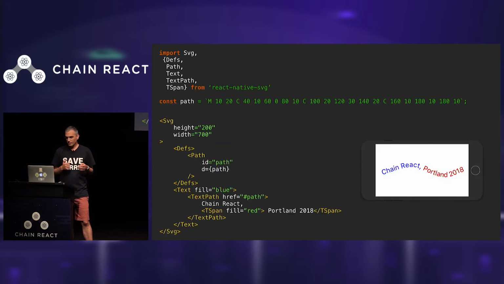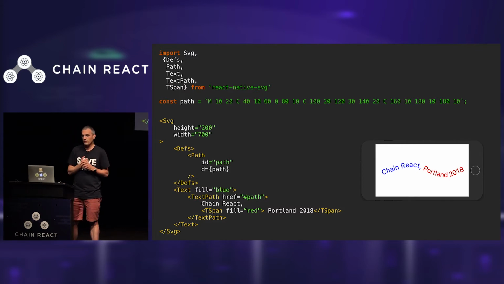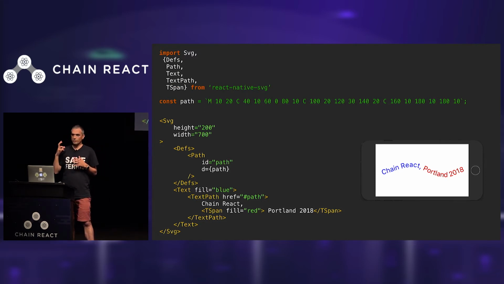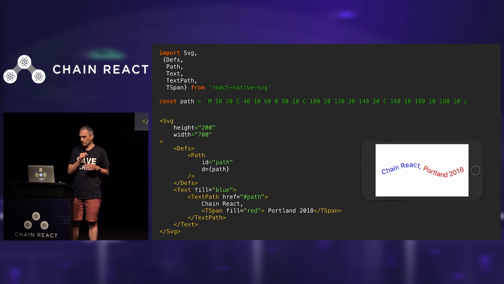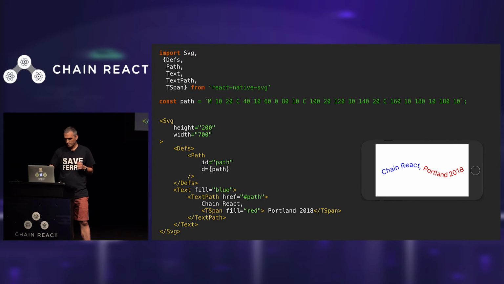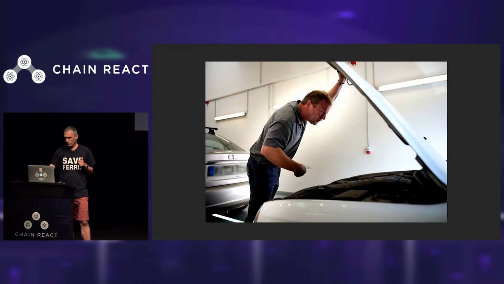Another neat thing that you can do with SVG, and this is done in React Native SVG, is some tricks you can do with text. So we are using the defs element, which lets you draw elements inline without drawing them on the screen. And by using the text path, we can just refer to the path element and make the text flow across that path element.